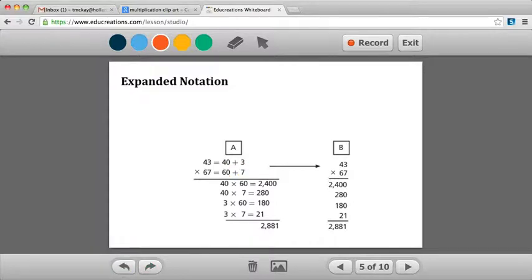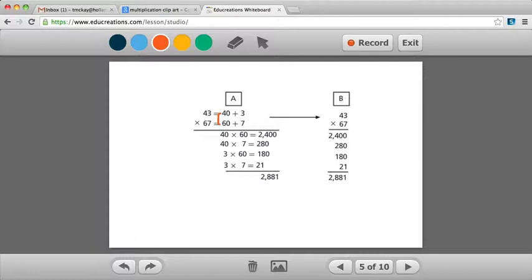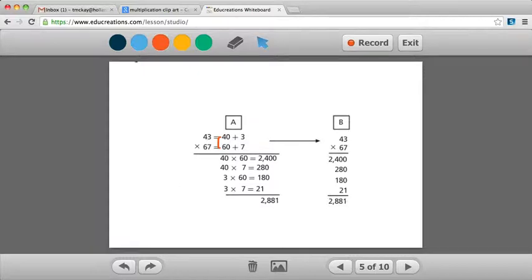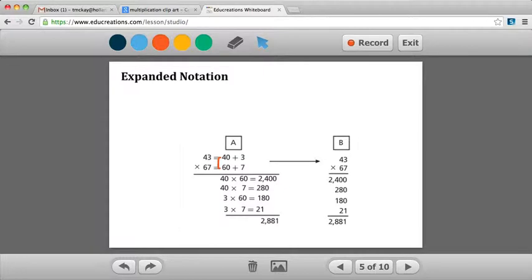All right? So now you take this and you take 40 times 60 and you multiply that. 4 times 6 is 24 with 2 zeros. So you come up with 2,400.